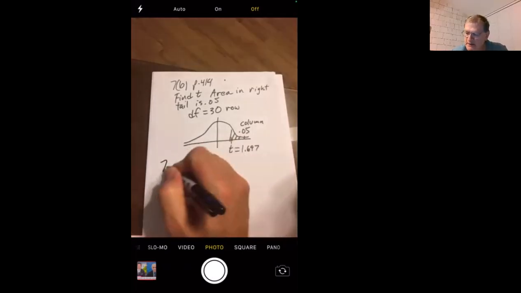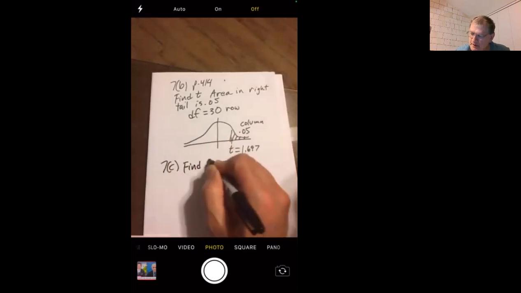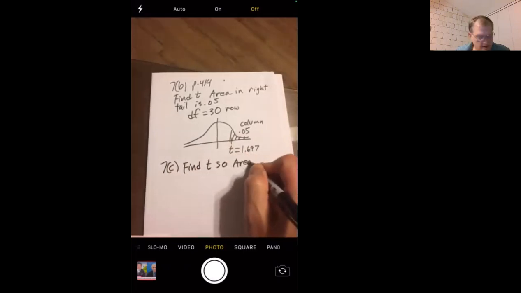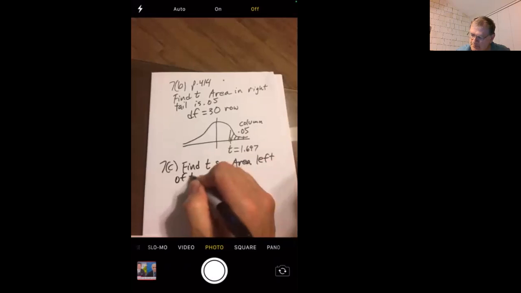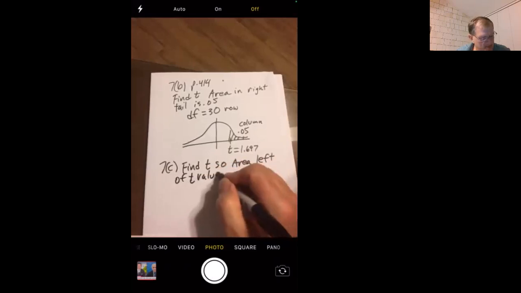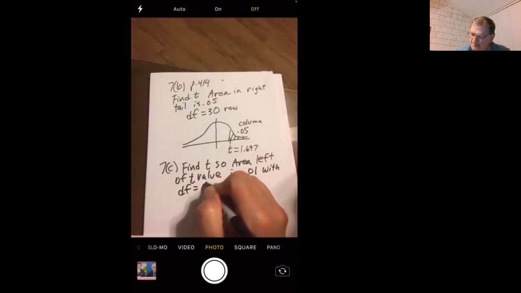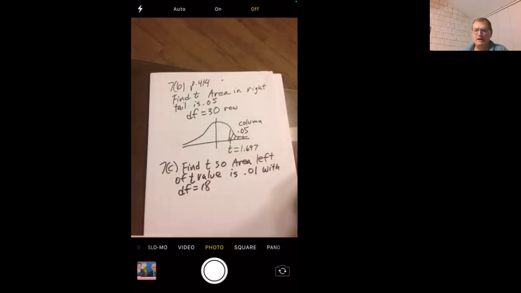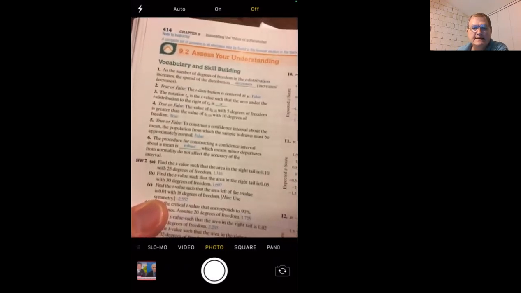Okay, try C. This will show you a trick you've got to do. Find T. So area left of the T value. The T value is 0.01, 1%, with DF equals 18. You want to see this? Area left of the T value is 0.01. In effect, that's left tail. 18 degrees of freedom.